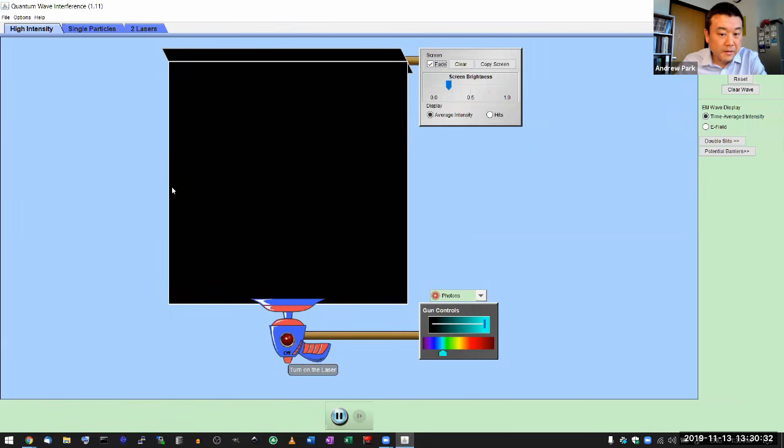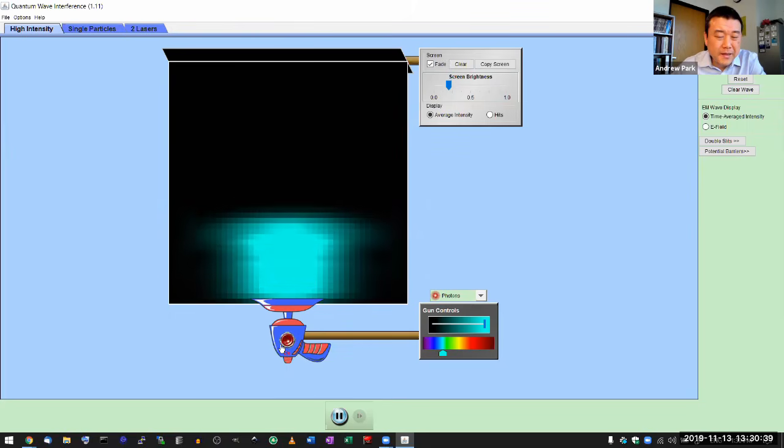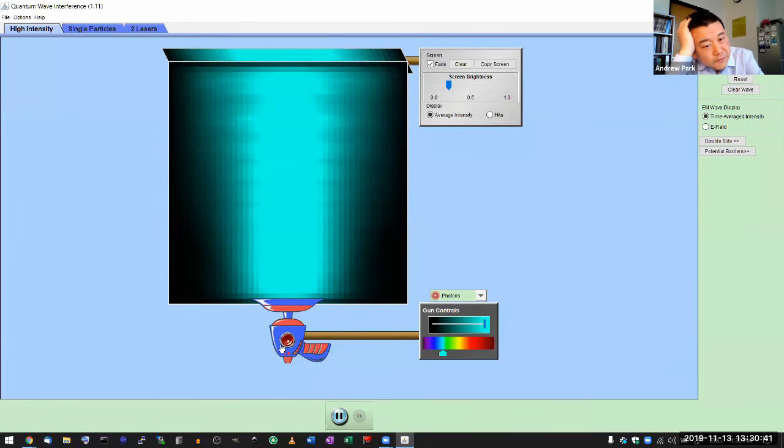Do I want high intensity? Well, we can do high intensity, but I don't think that has really a context for us to think about. You could think about this as like a beam of light. Am I doing light? Well, yeah.